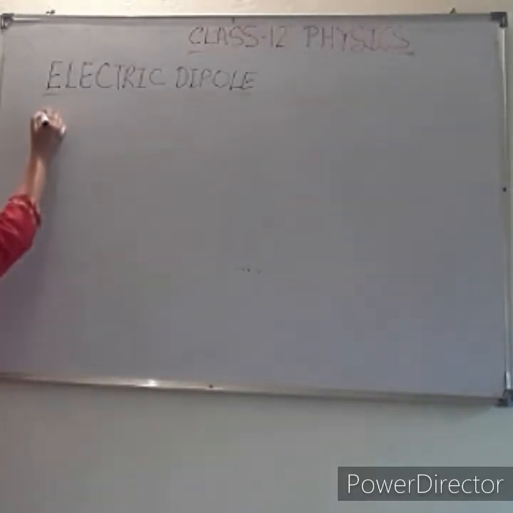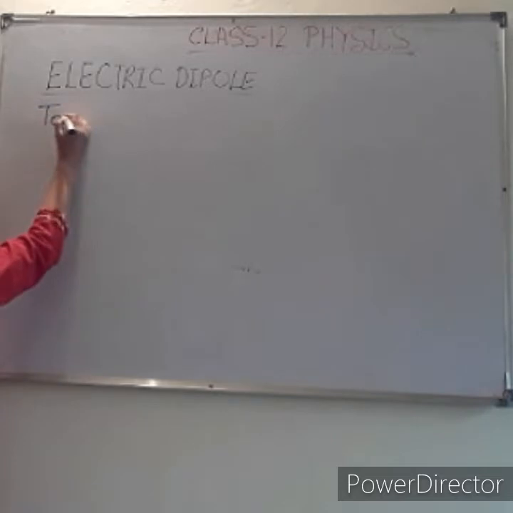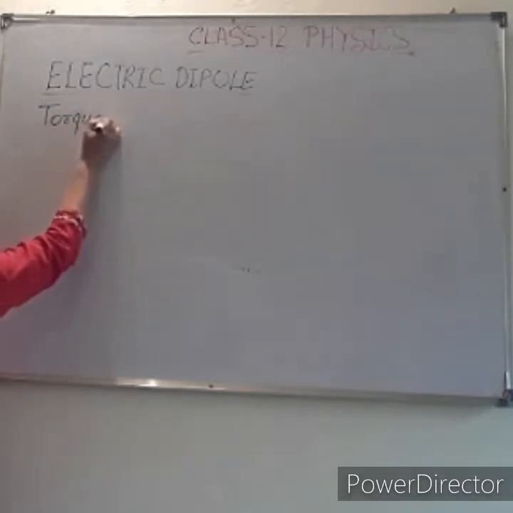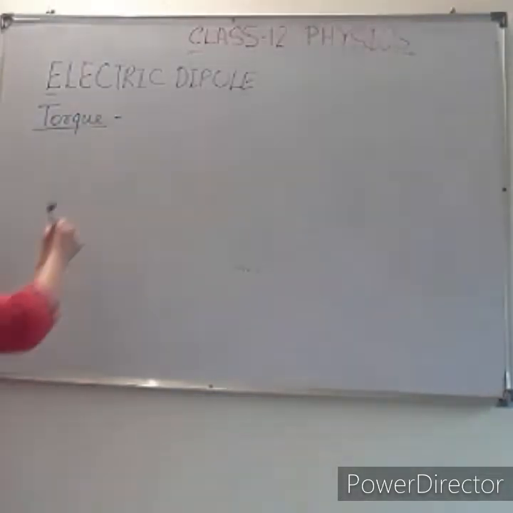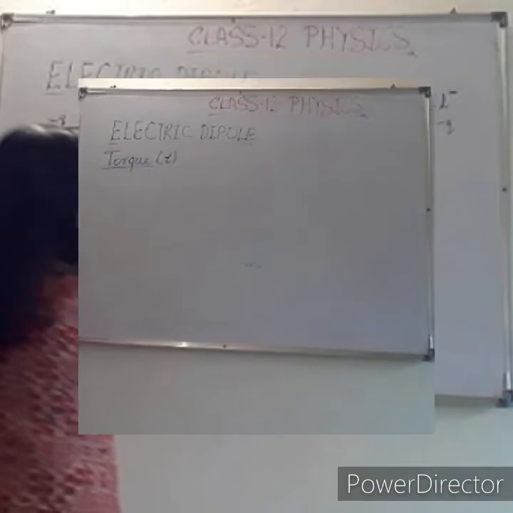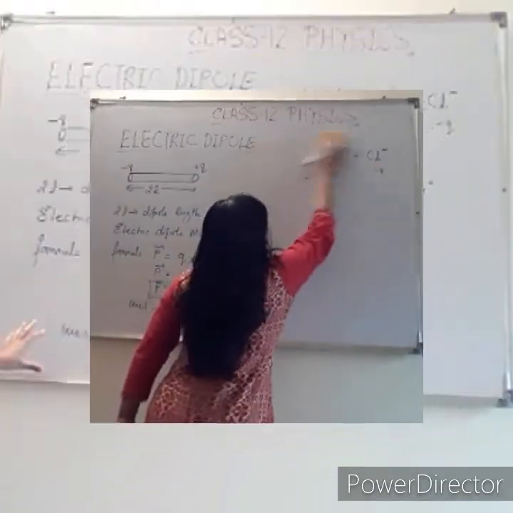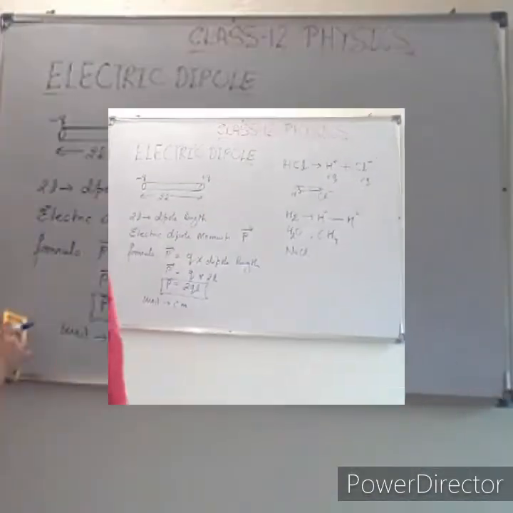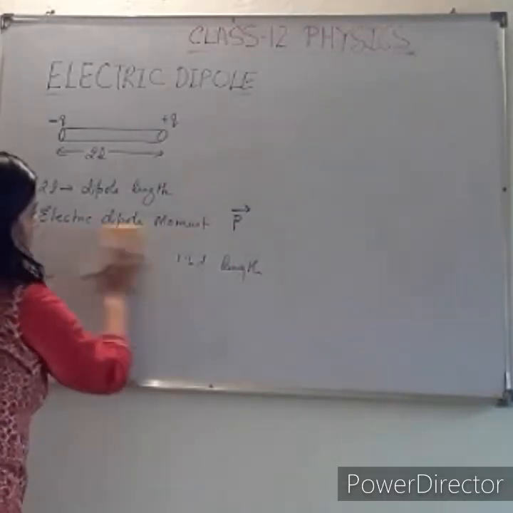Have you heard about torque? What is torque? And the representation, you know, is tau. It is a vector quantity regarding the electric dipole.